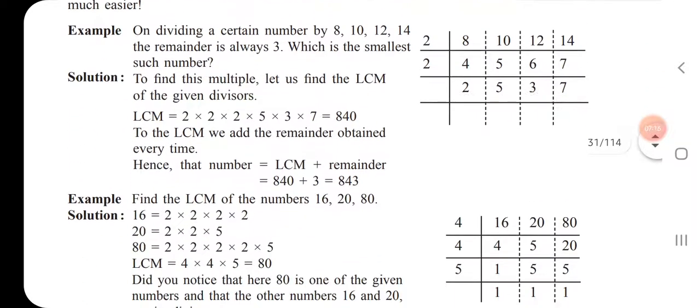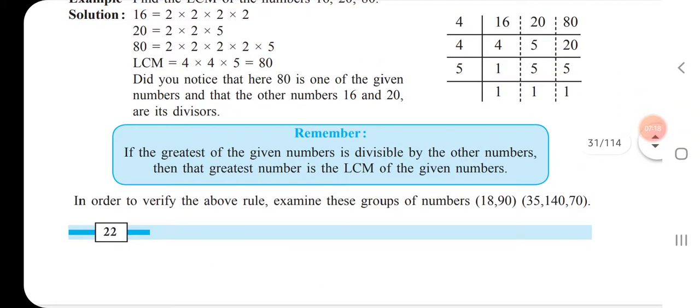So in this way we have completed the revision of this chapter. For this chapter, remember, if the greatest of the given numbers is divisible by the other numbers, then that greatest number is the LCM of the given numbers.